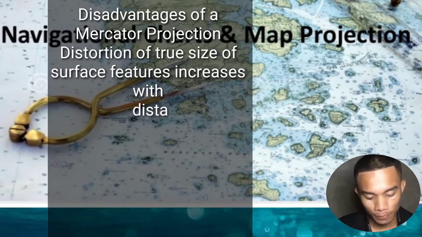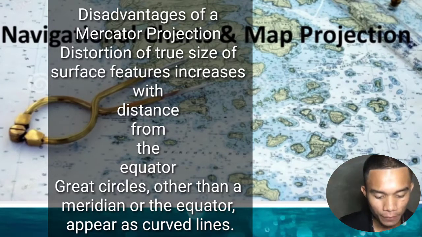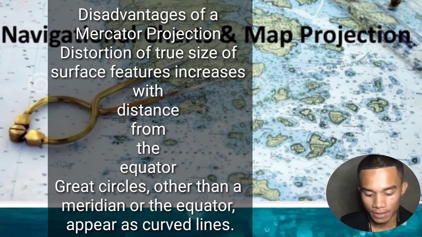Disadvantages of a Mercator projection. Distortion of the true size of surface features increases with distance from the equator. Great circles other than meridians or the equator appear as curved lines.